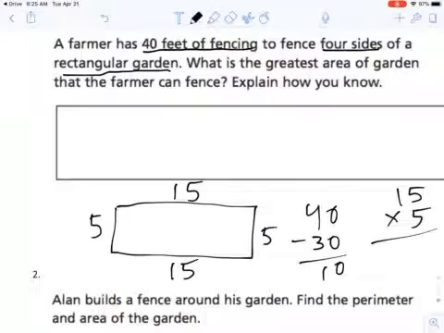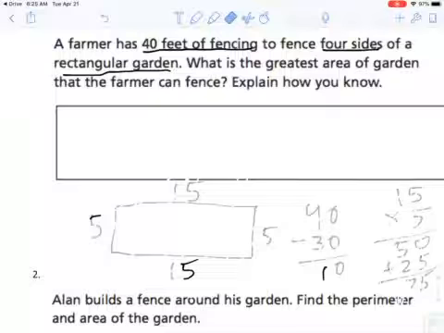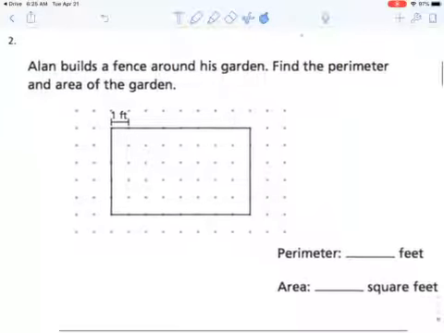1 times 5 is 5, add the 0. 5 times 5 is 25. Okay, so 0 plus 5 is 5. 5 plus 2 is 7. Oh, 75. Well, my other one was bigger because I had 96. So I just have to think about that. Remember, go back and watch the video from yesterday if you really need to. Take your time. This really is a trickier problem. Okay, number 2.